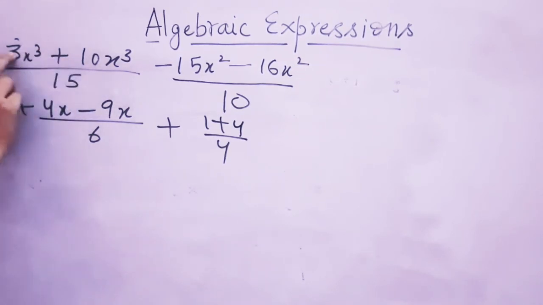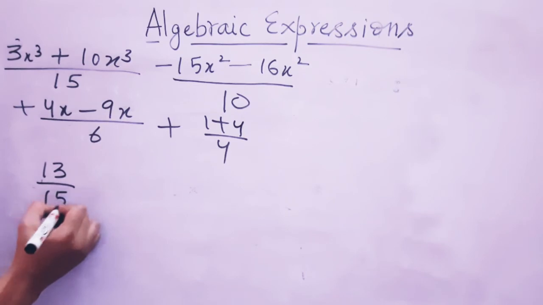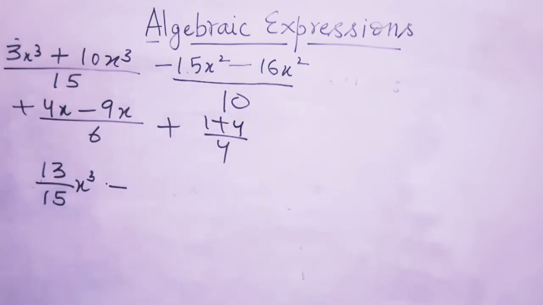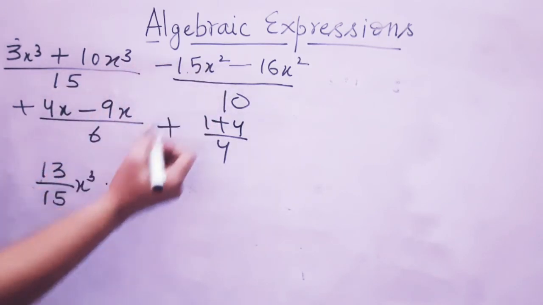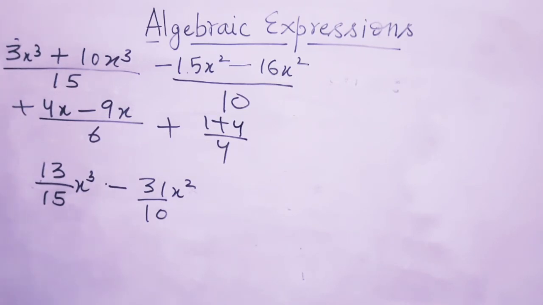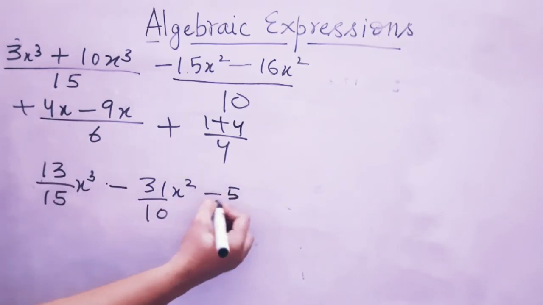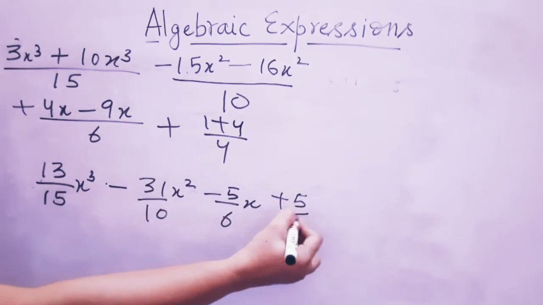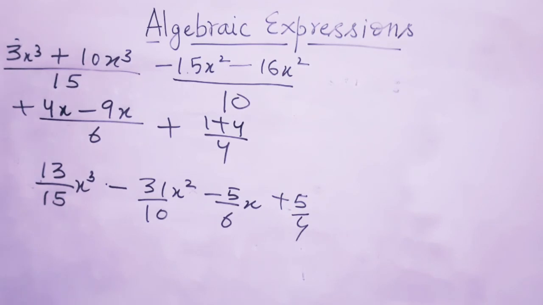Now 10 plus 3 is 13 upon 15 x cube minus 15 minus 16. Minus minus plus and sign of the greatest number. और यहाँ पे माइनस की ही साइन लगेगी. Both are having negative sign. So it is minus 31 upon 10 x square. Now plus 4 minus 9. Sign of the greatest number, plus minus minus. So minus 5 upon 6 x plus 5 upon 4. So we have solved this algebraic expression. We have subtracted it, and this is how we subtract the algebraic expressions. I hope you must have understood, students.